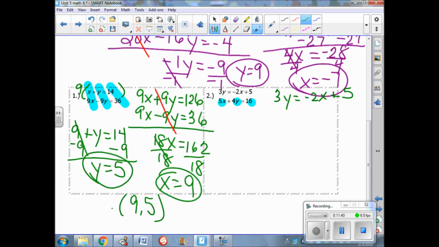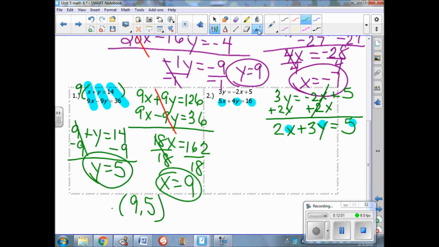So if I want this x to come first, I'm going to move it over to the other side. Well, in order to move it, I've got to add it to the other side. So I've got 2x plus 3y equals 5. Now, do I have the order I need? X's, y's, constants. Boom, got it.